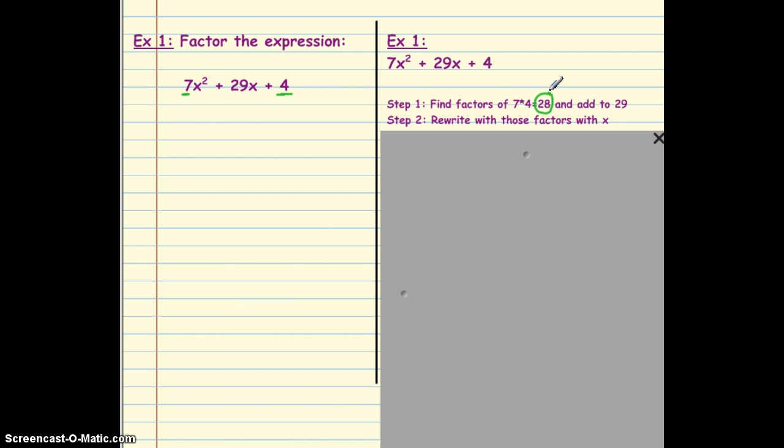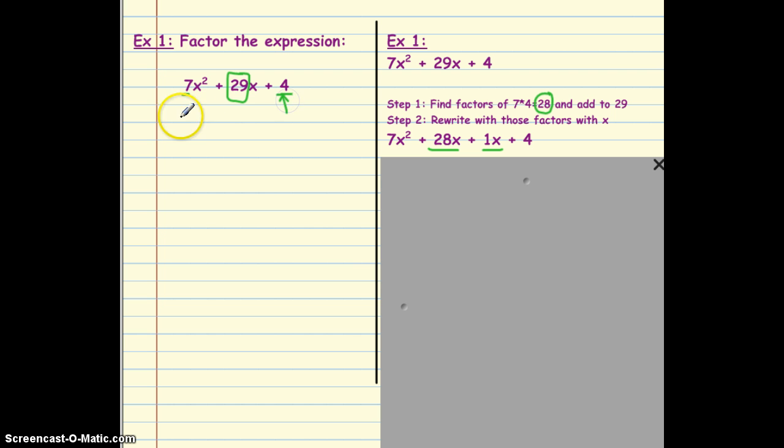Okay, so we need to find factors of 28 that add to the middle number. Numbers that multiply to 28 and add to 29, well, there's only one option, 28 and 1. So we're going to rewrite our problem with these factors and with an x. We're going to have 28x squared, and instead of putting 29x, we rewrite this as 28x plus 1x, because when we multiply them we get 28, which comes from our 4 times the 7, but they add to the middle number. Okay, and then keep the plus 4.